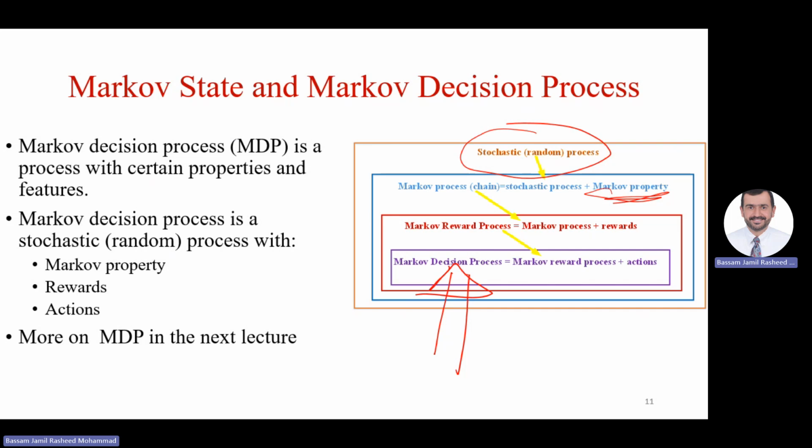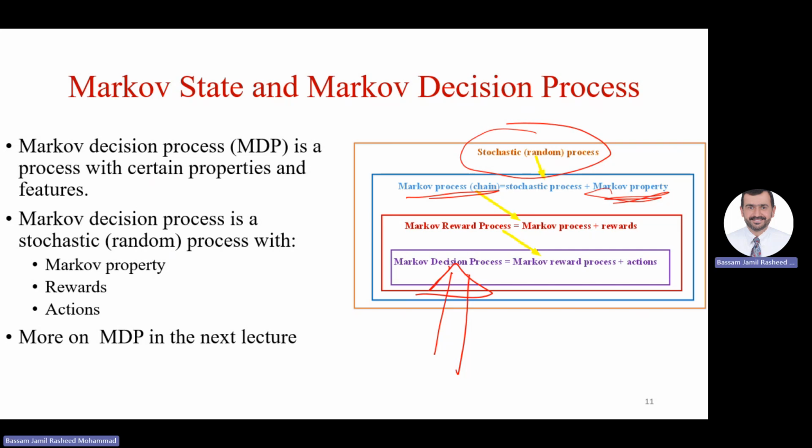So that's the beauty. Once I have the Markov property, I'm going to call myself a Markov process instead of a stochastic or random process, because a Markov process is a random process which has the Markov property, which means for the states in this system you don't need to remember the history.